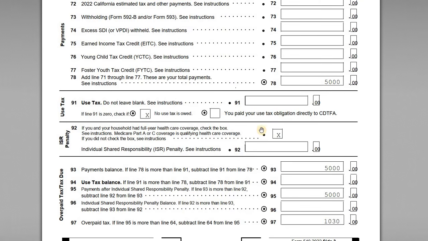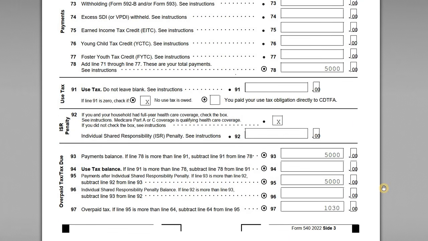And he did have full health coverage for the entire period. This is really important because California requires health insurance coverage for its residents. If you don't have health insurance coverage, you are subject to a penalty. So that's the individual shared responsibility penalty. But there are exceptions, right? So if you don't have coverage, you are generally subject to the penalty, but if you meet an exception, you won't be penalized.